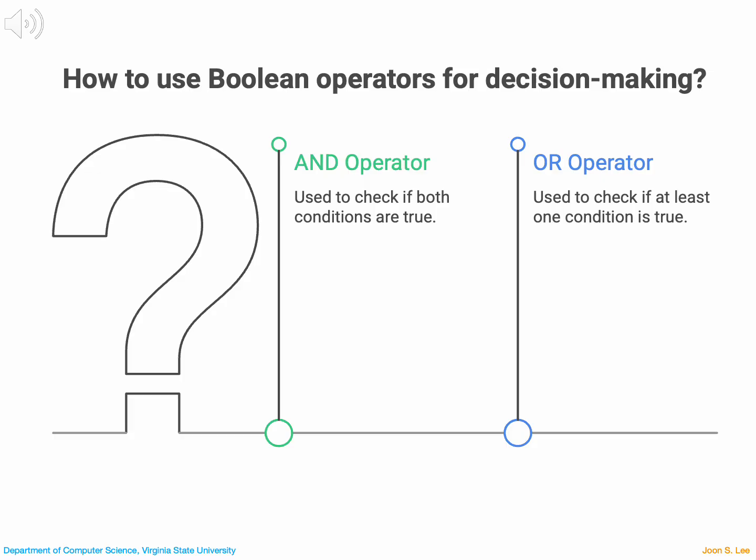The OR operator requires that at least one condition is true. For example, a customer qualifies for free shipping if they spend more than $50 or if they are a premium member. In this case, satisfying either condition is enough. By combining conditions with these operators, programs can make smarter and more flexible decisions that reflect real-world rules.